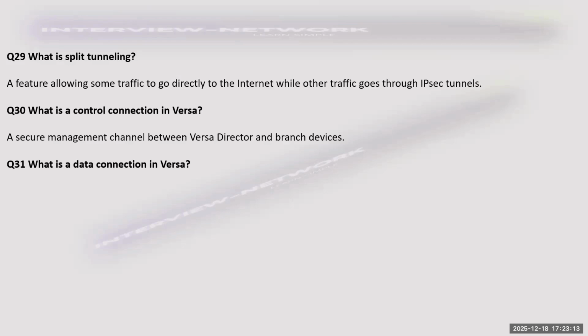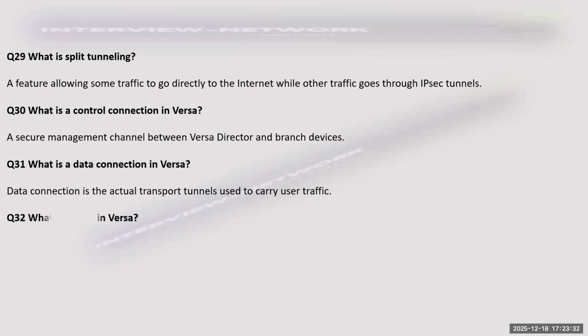What is data connection in Versa? Data connection is the actual transport tunnel used to carry user traffic. So that means the path that you have, the MPLS or internet link, your actual transport link carrying traffic, is called the data connection.